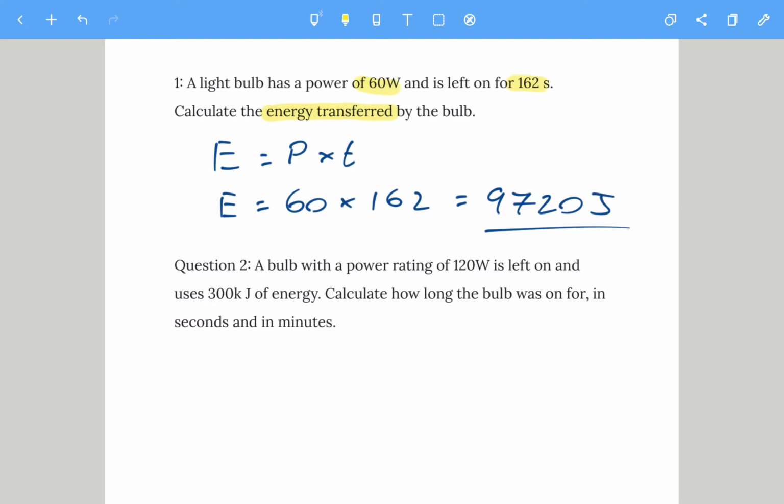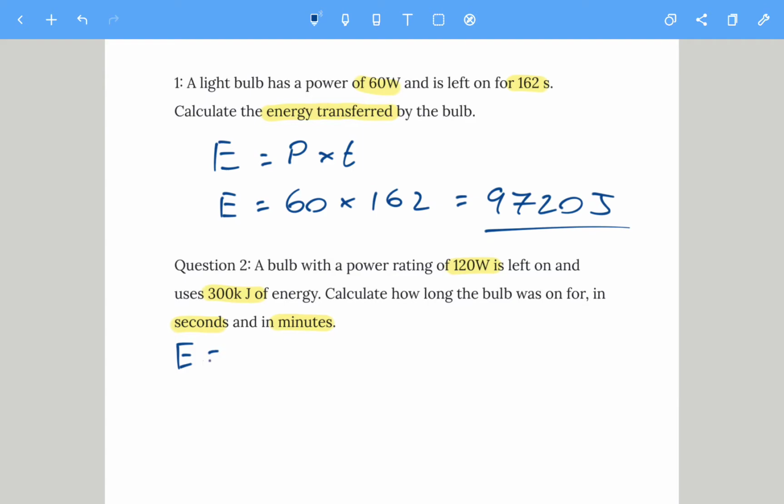Alright, let's look at the second one. So in question 2, a bulb with a power rating of 120 watts is left on and uses 300 kilojoules of energy. Calculate how long the bulb was on for, firstly in seconds and then in minutes. Okay, so let's look at this one.